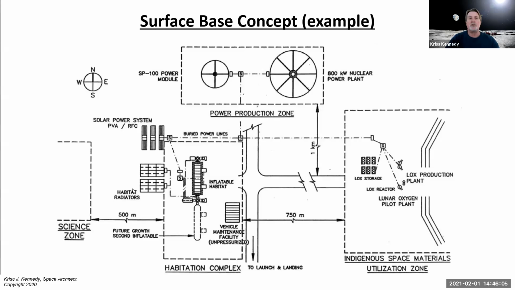This was an example of a surface base that I designed back in '92. You have your habitation complex or habitation zone. The science zone was off to the west. The launch and landing was to the south. So your landing vehicles were coming from the east, heading west and landing. The ISRU was off to the east, and then the power production was off to the north. So you can see some of the guidance there to keep your systems separated, but also you do not want to fly over certain areas.